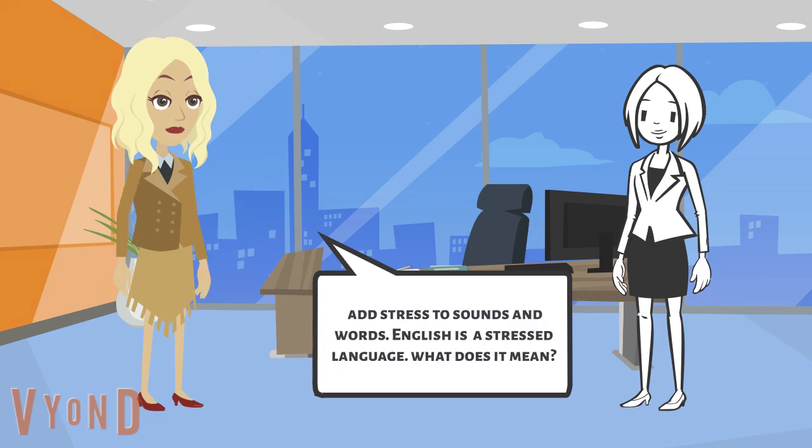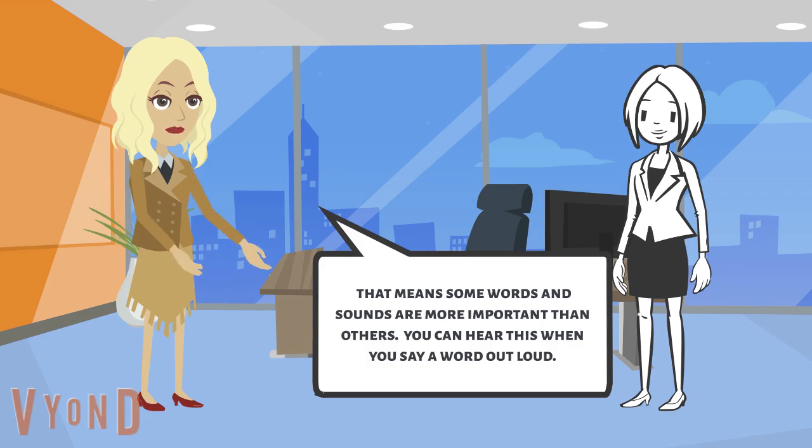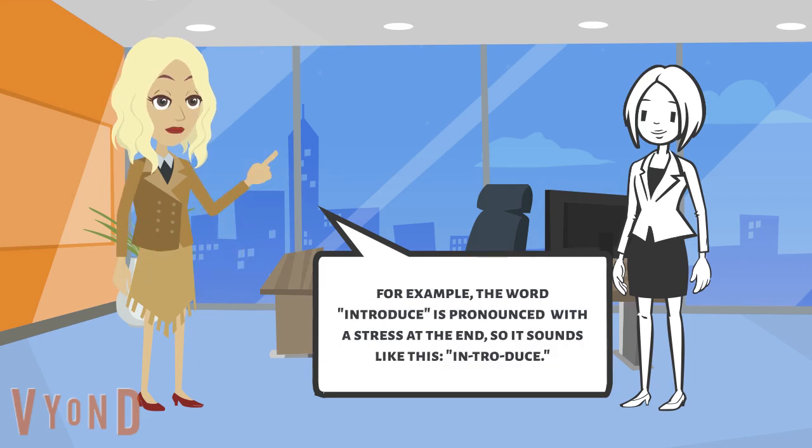Add stress to sounds and words. English is a stress language. What does it mean? That means some words and sounds are more important than others. You can hear this when you say a word out loud. For example, the word introduce is pronounced with a stress at the end, so it sounds like this: in-tro-duce.